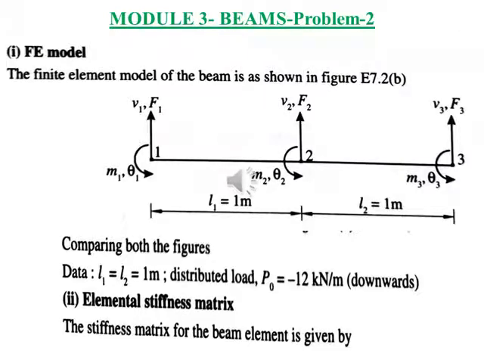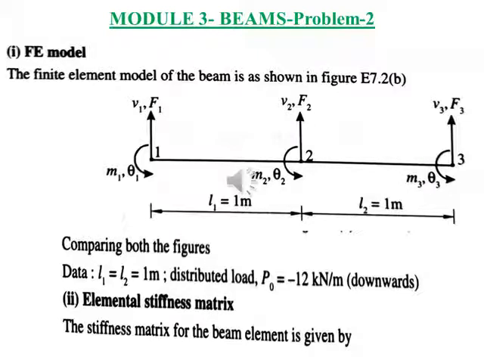So writing down the finite element model of the beam element, we get 3 nodes, 2 elements, M1 theta 1 at node 1, M2 theta 2 at node 2, M3 theta 3 at node 3, mu1 F1 at node 1, mu2 F2 at node 2, mu3 F3 at node 3. So comparing both the figures, we clearly understand that L1 is equal to L2 is equal to 1 meter and the distributed load P0 is minus 12 kilonewton per meter acting in downward direction, hence the negative sign.